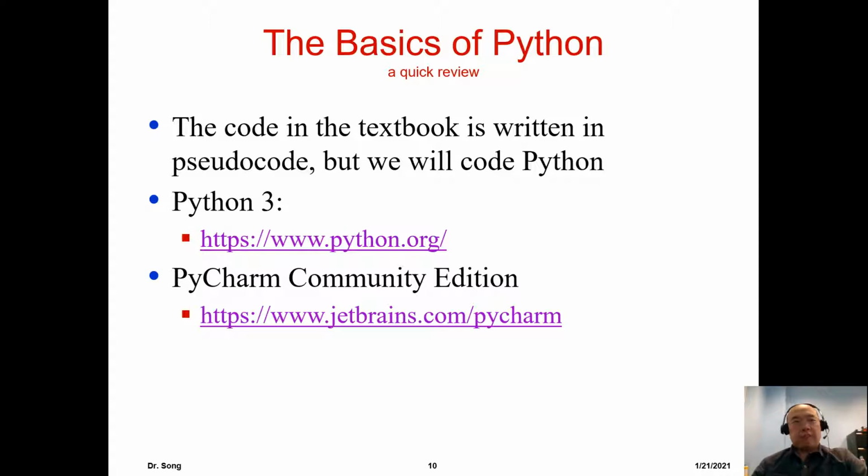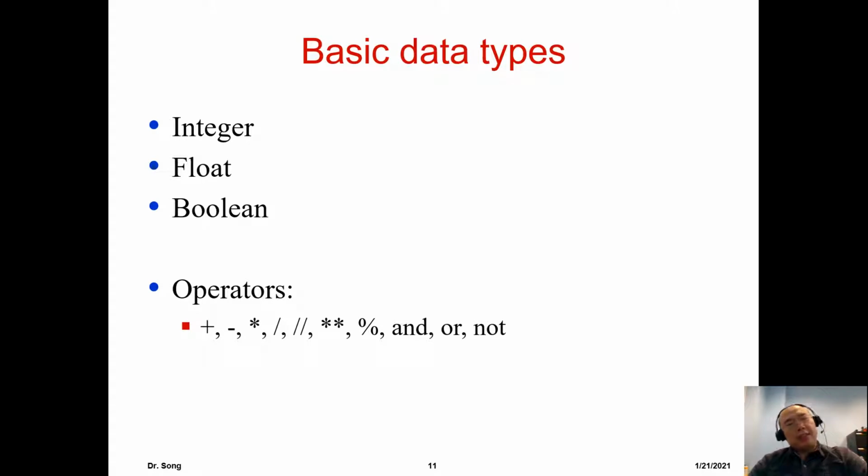First things first, we are doing Python 3 and not Python 2. And for PyCharm, you are going to use the community edition. Okay? For the basic data types in Python, you should know the integers, the float, and the Boolean, what they are, and what kind of operators can be done on them. We have plus, minus, and multiplication. And how about I ask you a question? In Python 3, if you divide an integer by another integer, are you going to have an integer or a float?